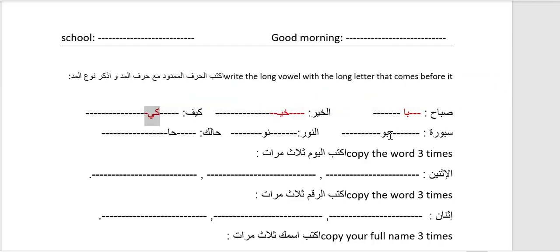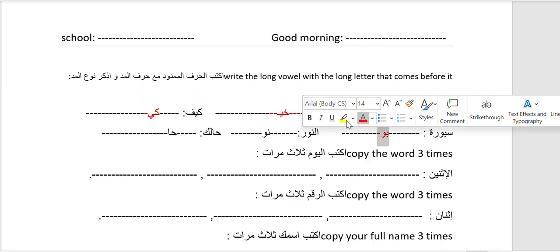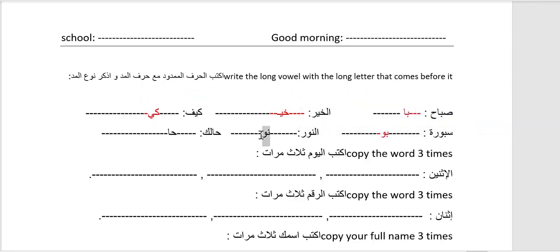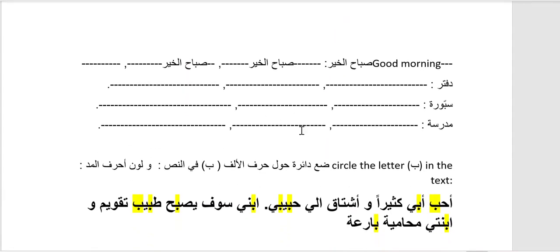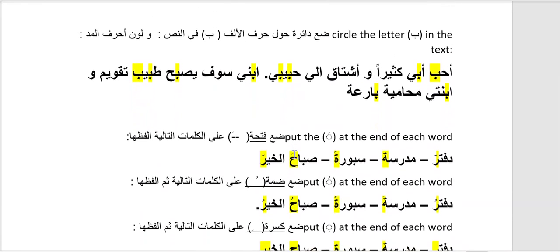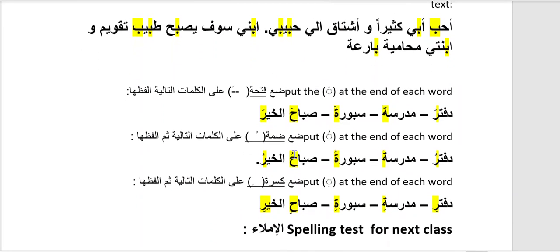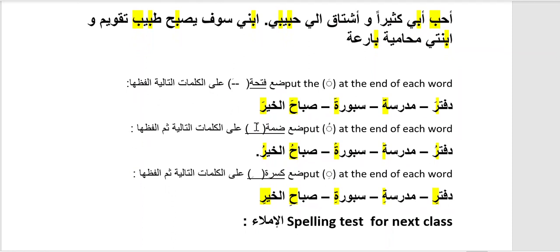Look, the vowels and the long letters. Now the rest are just copying. You need to copy, and that's it for today. Copy, copy, and these are my answers for the ba. This is the answer for the fatha, damma, kasra. And have a nice day.